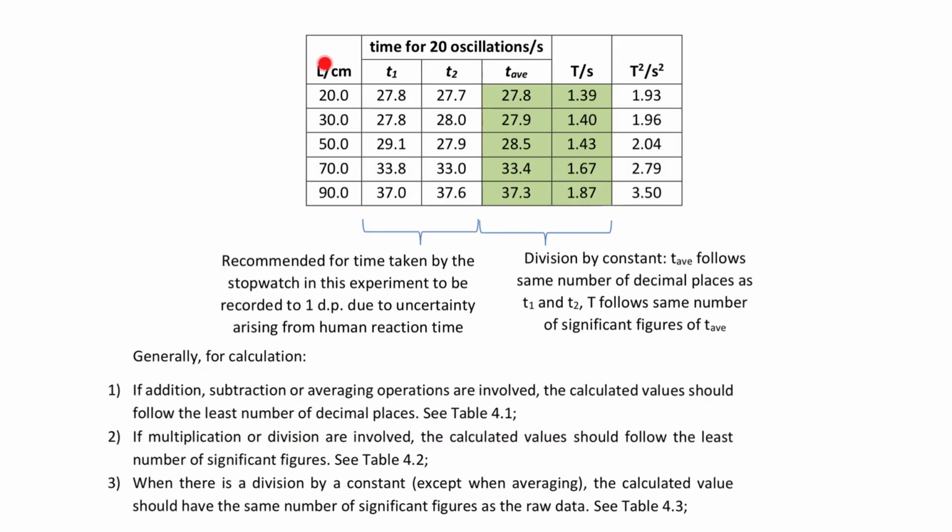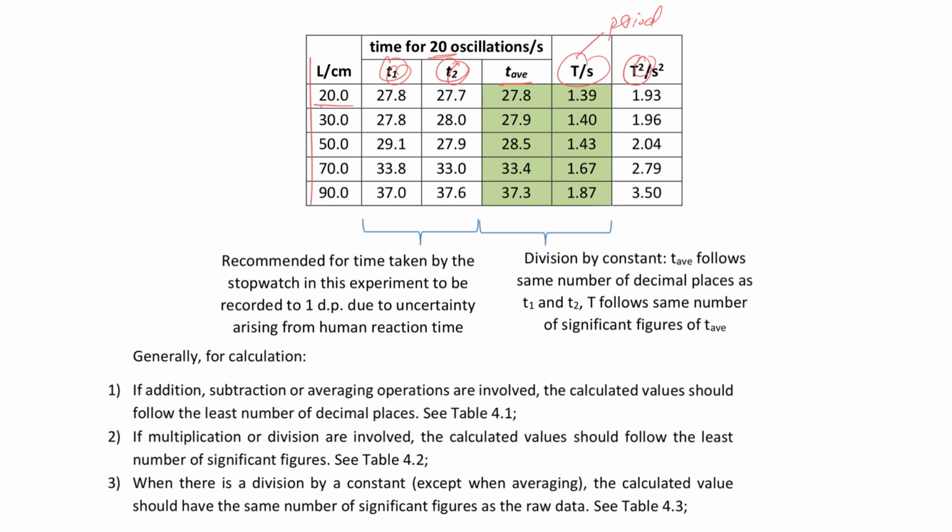In this example, it's a typical pendulum experiment where the independent variable is L, the length of the pendulum. Take note of T1 and T2 with a subscript here, it means to repeat the experiment for the same length and same oscillation. Then T average, and this T happens to be the period, that means the time taken for one oscillation.